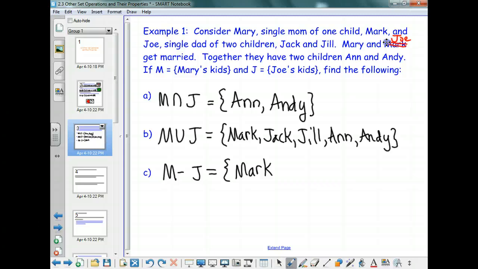Yeah, that's it. I should have closed it. Sorry. There's Mark. Could you also do like the J minus M? Yes, you could. And then we'd have Beth and Jill, right? Absolutely. And it would be a different set. That's actually an interesting idea too, because when you're doing intersections and unions, the order doesn't matter. But if you're doing the difference, it would matter. So if we did, as you suggested, J minus M, we would not get Mark. Who would we get? Beth and Jill.